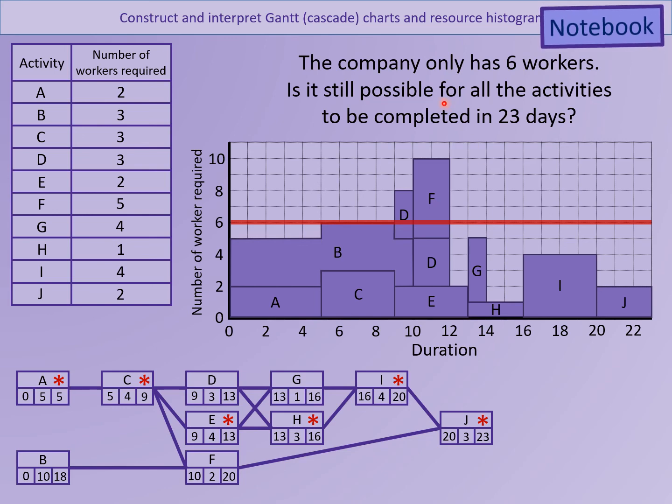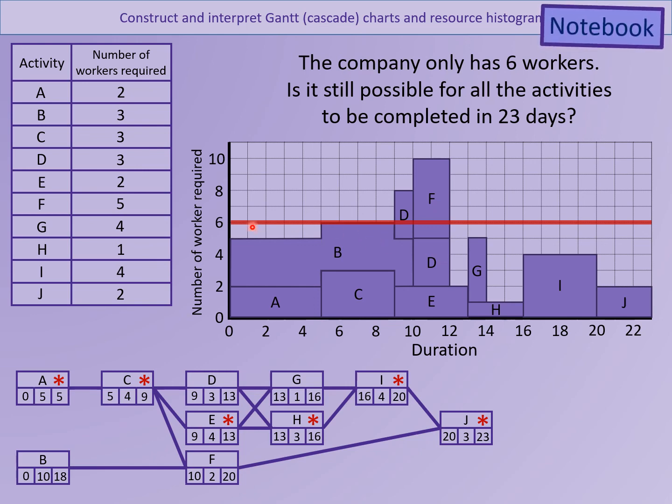Because if we've only got 6 workers, we can't do these activities at the same time here. And we can't do these activities at the same time here. Right? So the question is, can we move some of these things about, ideally, so they don't affect our critical path, right? Which means that we can still finish by 23 and we don't go over 6 workers. Now, this is an example of what we call resource leveling.